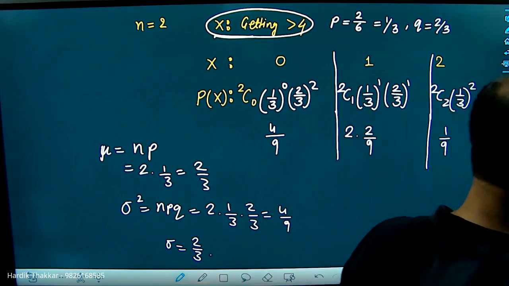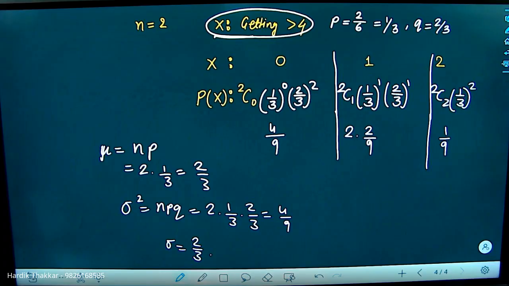Sir, I have solved the 13th one. Till 13th? No, sir, the 12th one I accidentally missed. I'll solve it now. Okay, so you have solved the 13th one.